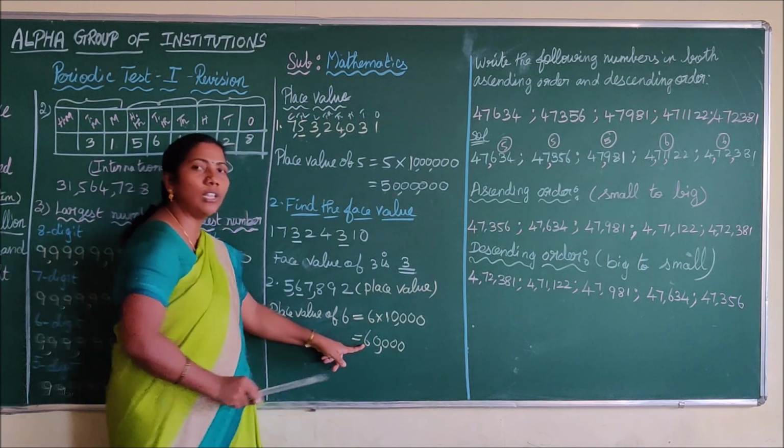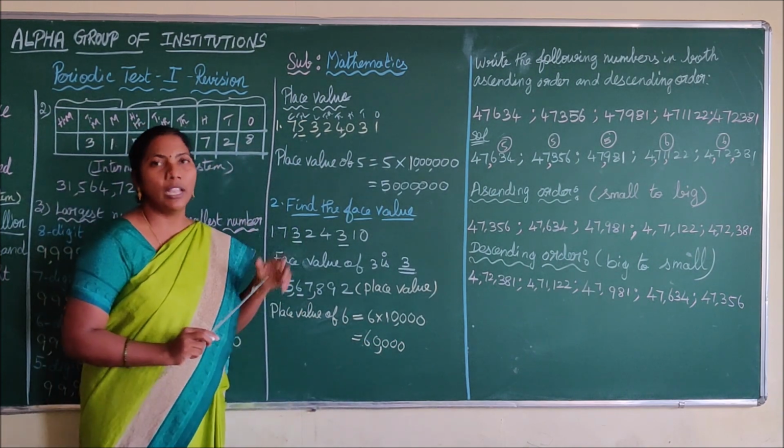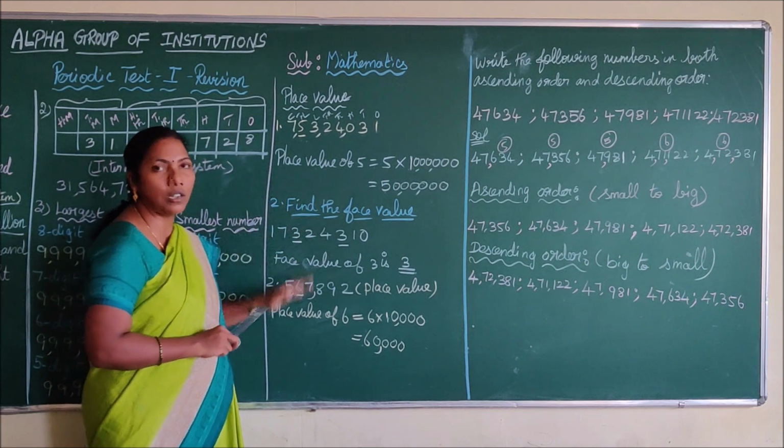Thus the place value of the underlying digit is 60,000. This is the way you have to write the place value. Definitely you will have place value and face value in your question paper, so go through this concept thoroughly. Okay.